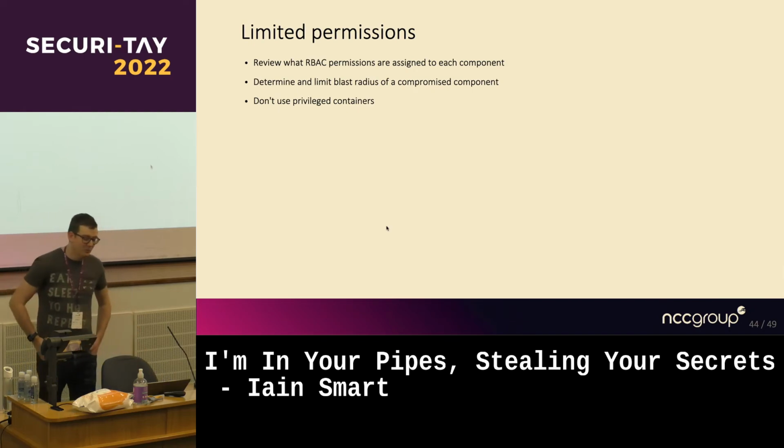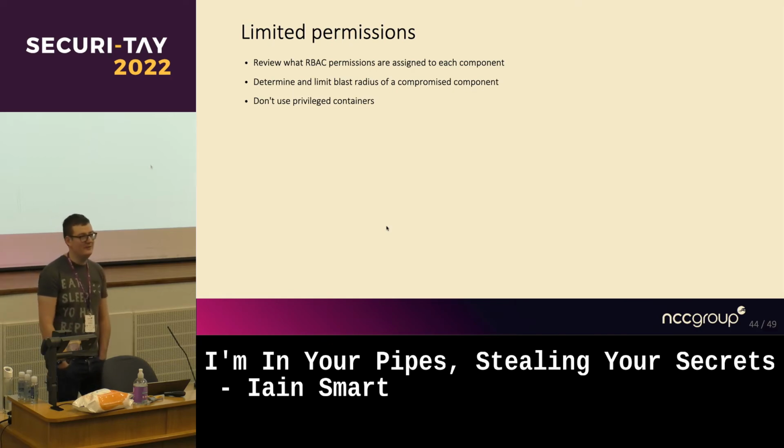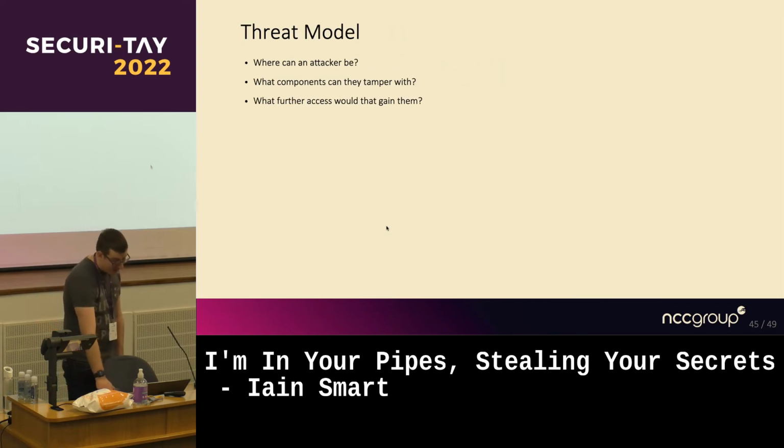Sit down and work out what the blast radius of something being compromised would actually be. What permissions would an attacker get if they compromised something? And please, please, please don't use privileged containers, because we see this all the time. I know it makes things work, but it's just a really bad idea. Like, don't give all your devs root on every single server you run. That's just not great.